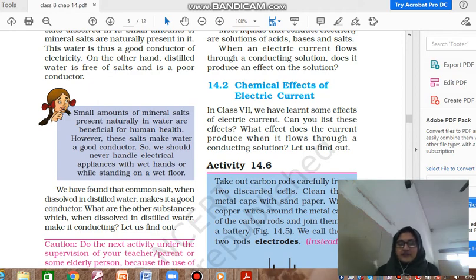So, the chemical effects of electric current. In class 7th, we have learned some effects of electric current. Can you list these effects? In class 7th, we have learned about the magnetic effect and the heating effect.